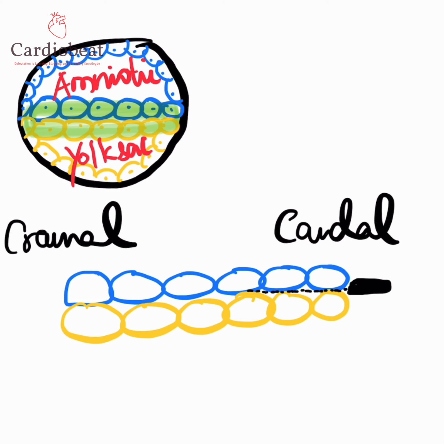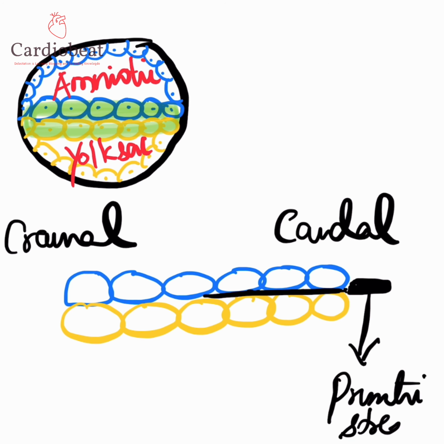But because of the addition of newer cells formed from the streak of cells, they are getting separated at the midline. So this streak of cells is called the primitive streak. And the newer cells traversing cranially between these two layers have a node-like structure at the cranial end called the primitive node.